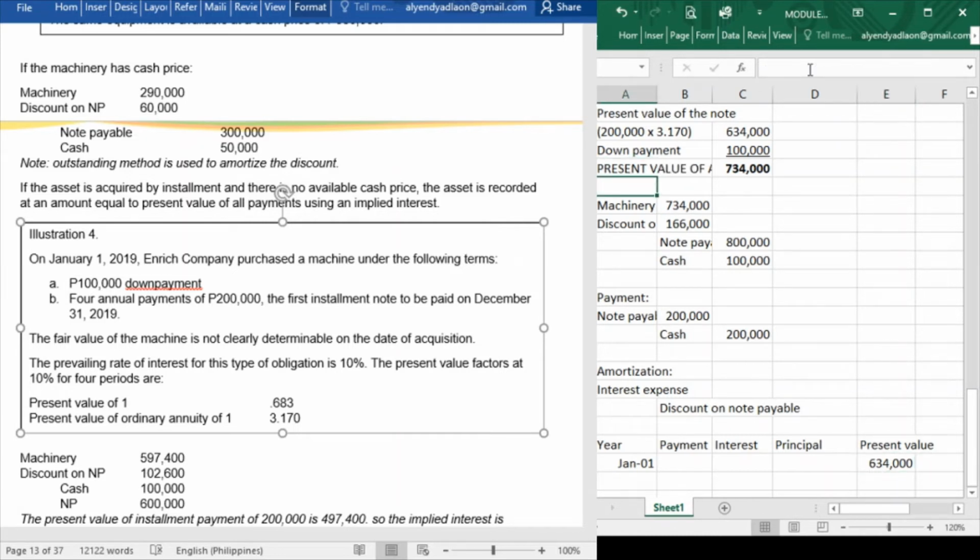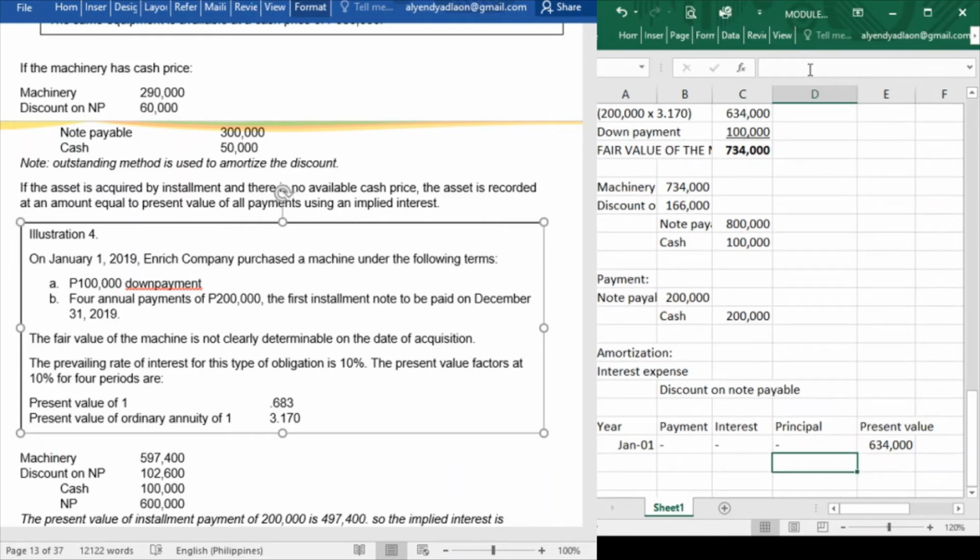For this one, class, let us change this to fair value of the machinery. 634,000. On January 1, there is still no payment on the note. There's still no interest, and of course, no principal payment. The first payment was on December 31, 2019, so that is our first year. At the end of the first year, we paid 200,000.